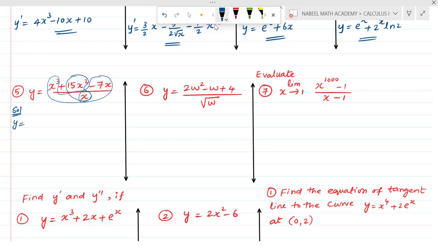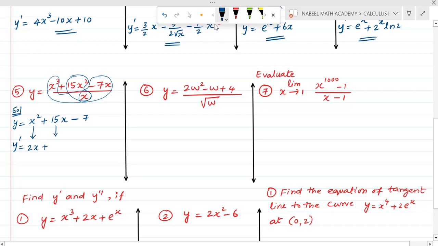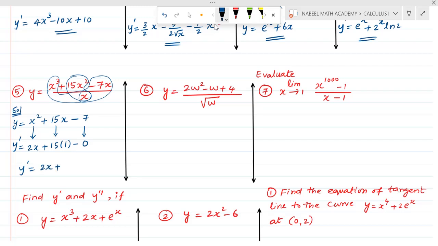So y is equal to x cube over x, which is x square, plus 15x square over x, which is 15x, minus 7x over x, where the x cancel, you will get 7. So this is the simplified form of the given question. I am not differentiating yet, just simplifying the common factor. After that, the differentiation is very simple. So this is 2x, and this is 15 into 1, and this becomes 0 because it is a constant. Therefore y prime is equal to 2x plus 15.